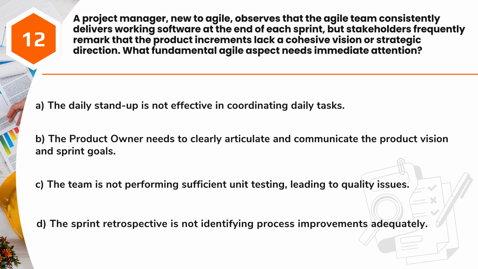A. The daily stand-up is not effective in coordinating daily tasks. B. The product owner needs to clearly articulate and communicate the product vision and sprint goals. C. The team is not performing sufficient unit testing, leading to quality issues. D. The sprint retrospective is not identifying process improvements adequately.